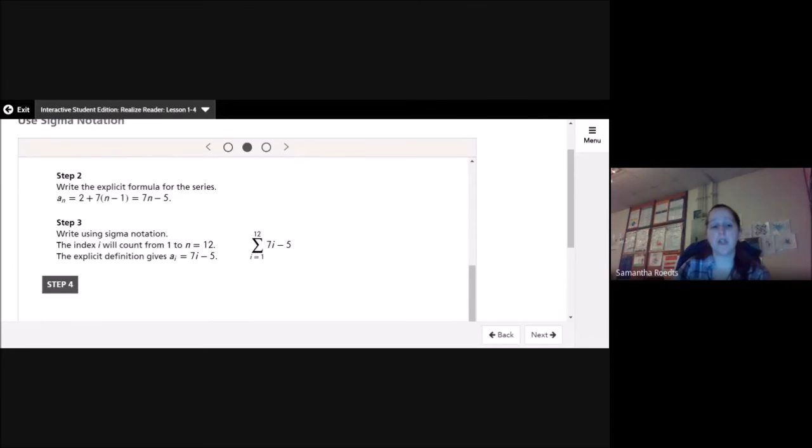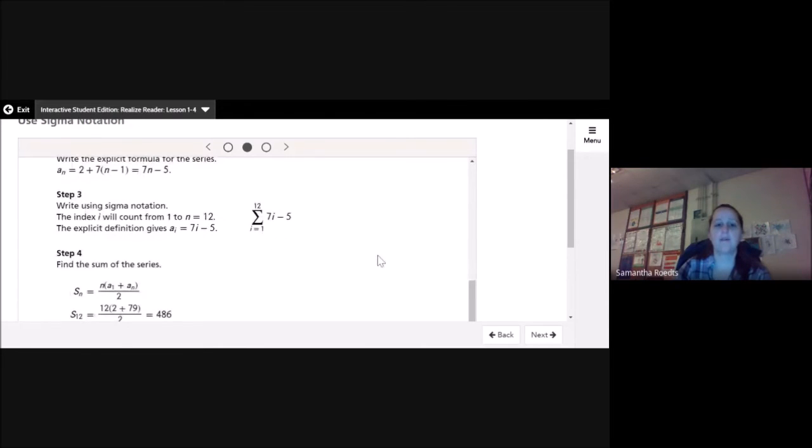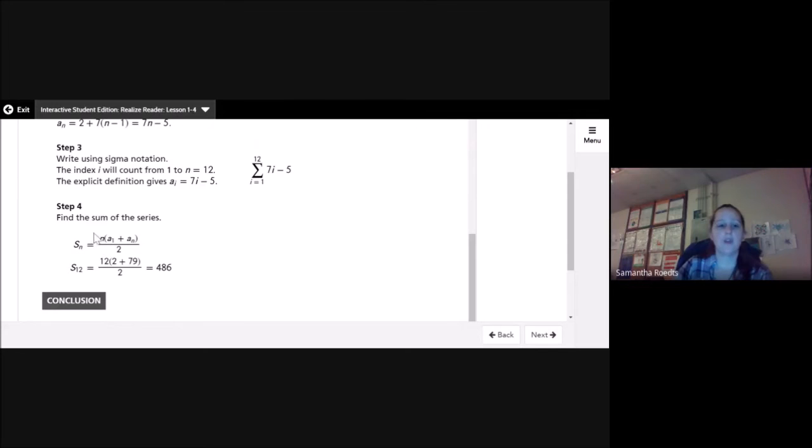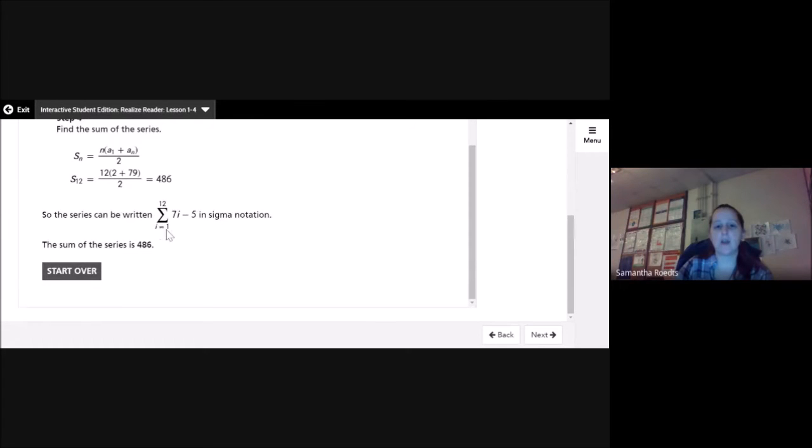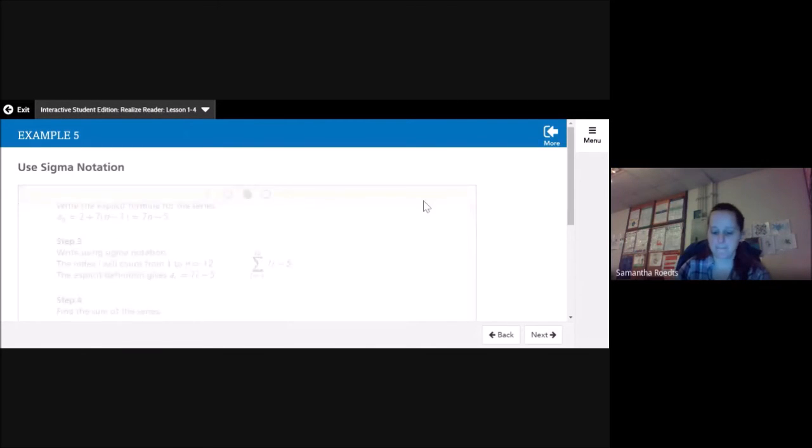And then I write it using sigma notation. The index i will count from 1 to n equals 12. So i equals 1 to 12, and then 7i minus 5. To find the sum, I use the formula that I learned, S sub n equals n times a sub 1 plus a sub n over 2. So I get 12 times 2 plus 79 divided by 2 equals 486. So the series can be written as the sum from i equals 1 to 12 of 7i minus 5 in sigma notation, and the sum of the series is 486.